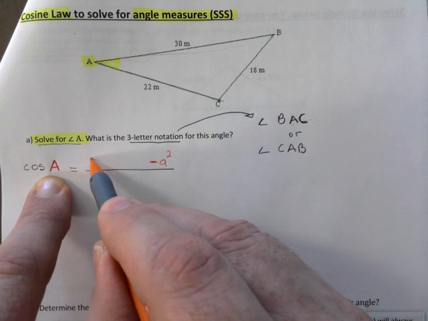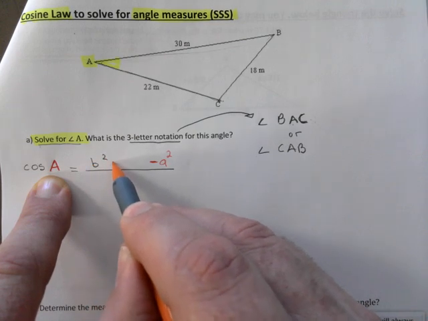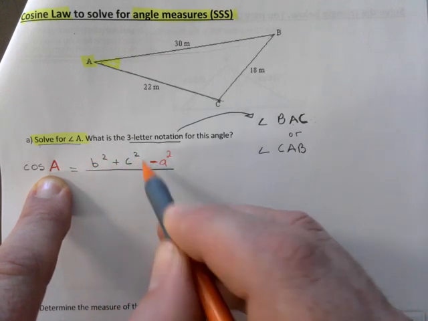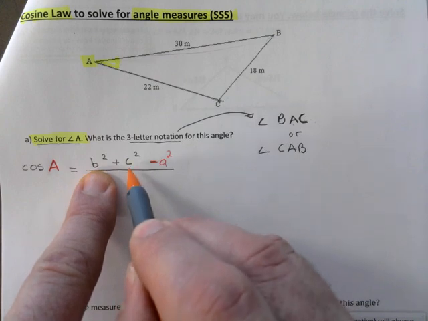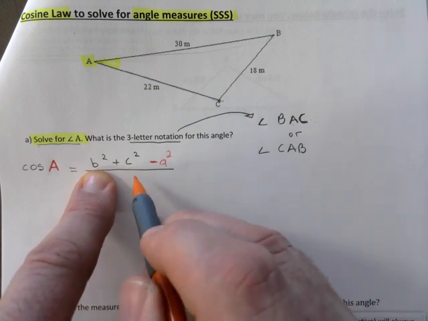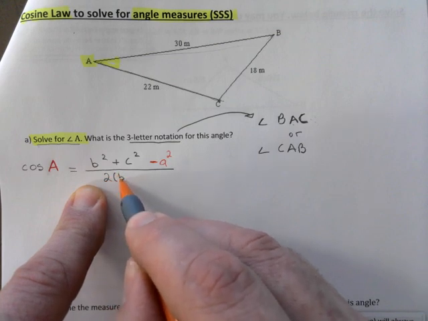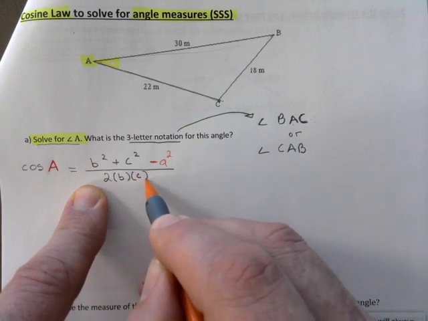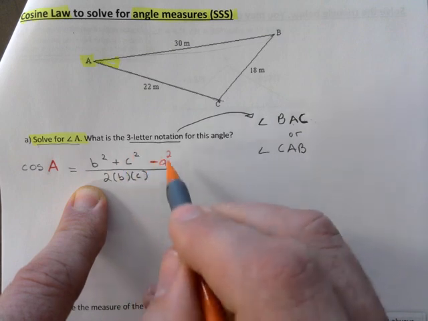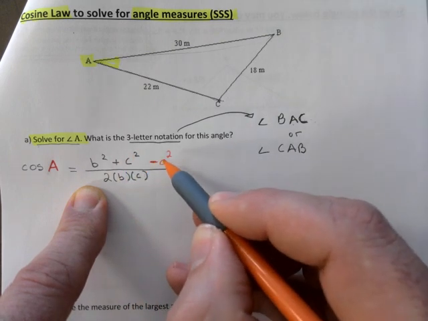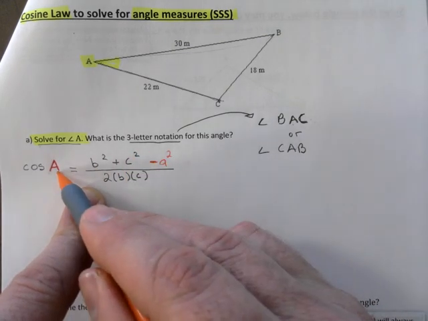And then that means B squared and C squared are the other two sides, and they are squared and added. Then in the denominator, you have 2 times B times C. Notice that A doesn't show up again. A only shows up once. That's the side across the angle you're interested in.